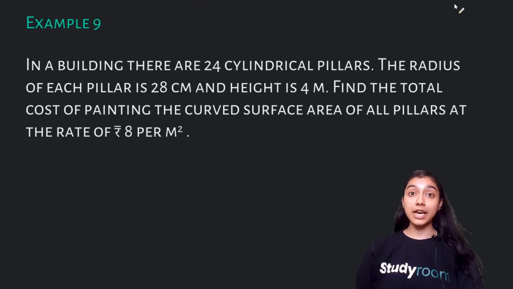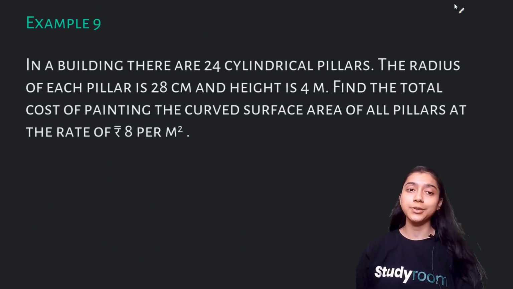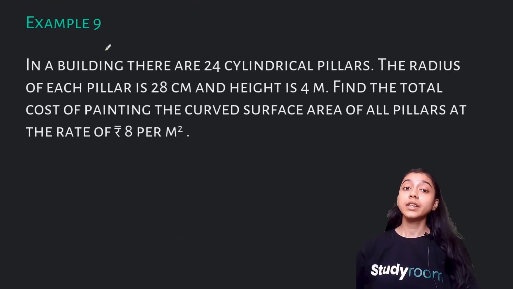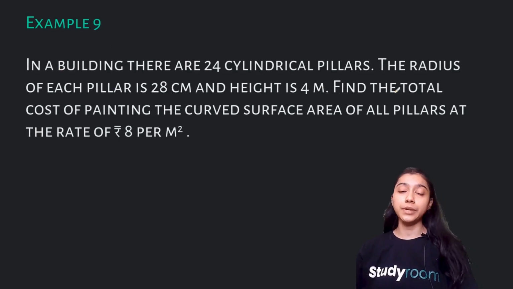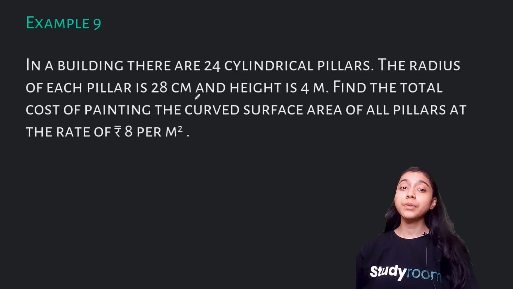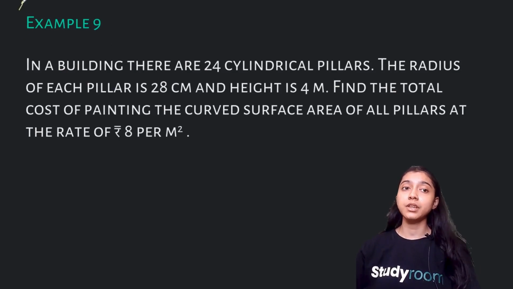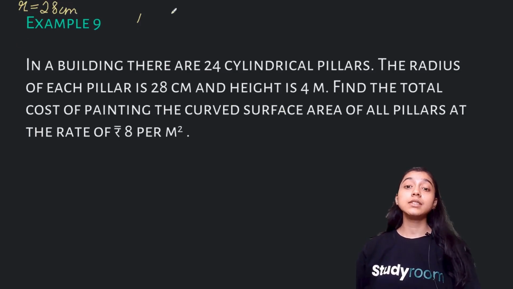The next question that we have with us is based on cylinder. There is a building and in that building we have 24 cylindrical pillars. The radius of each of the pillar is given as 28 centimeters. So I'll write first the information that has been given. That is radius is equal to 28 centimeters. Now the height of the pillars is 4 meters. So height is equal to 4 meters.